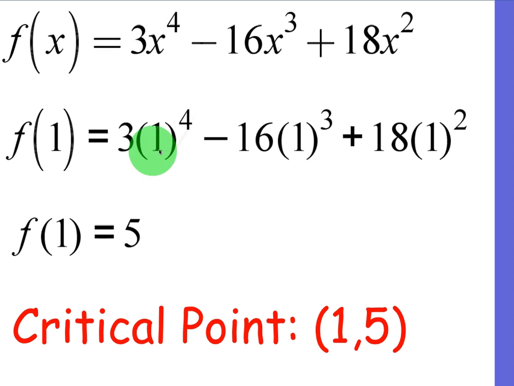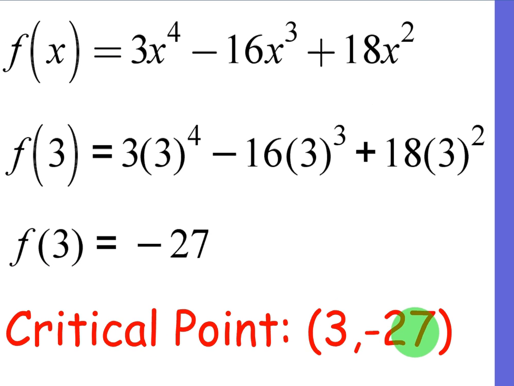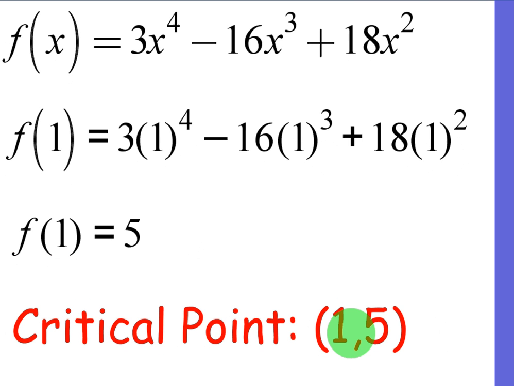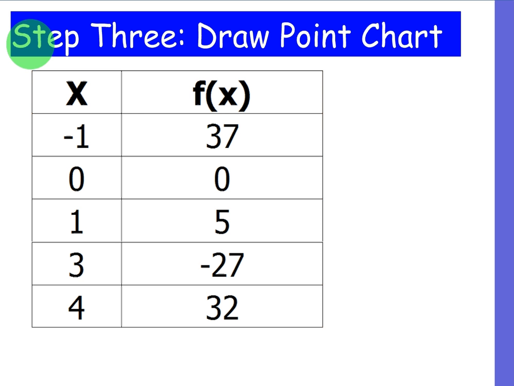And when I plug in 1 back into the original function, I get 5. So my third critical point is (1, 5). So I have these 3 critical points. Now what are we going to do? Well, we figured out our endpoints and our critical points. So we're going to put that on a chart. Okay, I'm going to put all of my endpoints and all of my critical points on the chart.